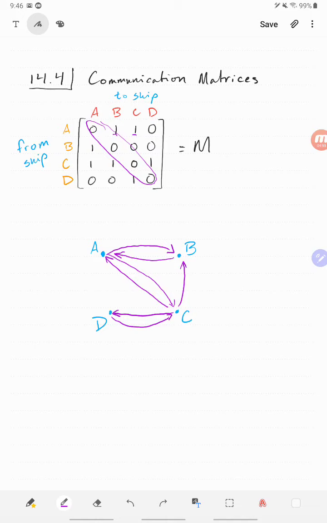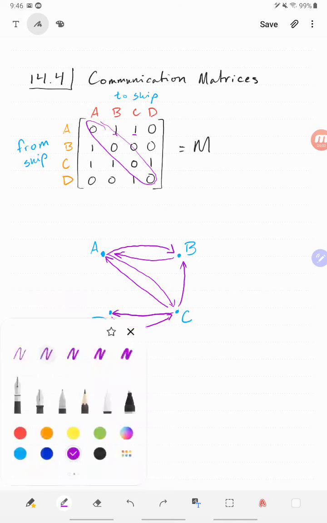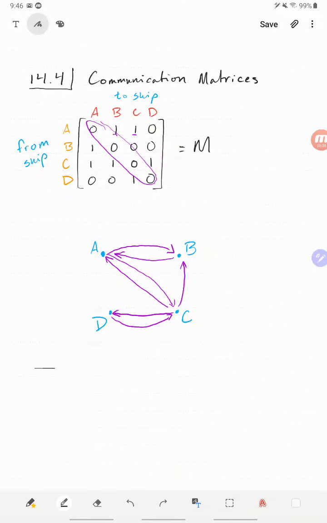And to find that, what we do is we square our matrix. Okay, so we are able to take matrix M and square it. When you square a communication matrix, this gives the indirect two-step paths, right? This gives the indirect two-step paths.